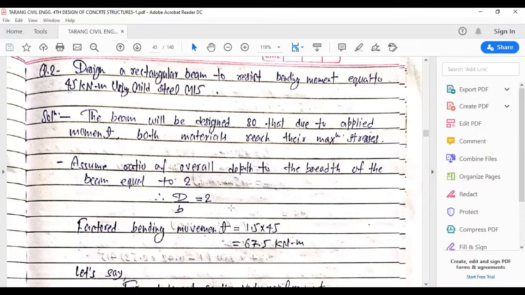So that due to applied moment, both materials reach their maximum stresses.